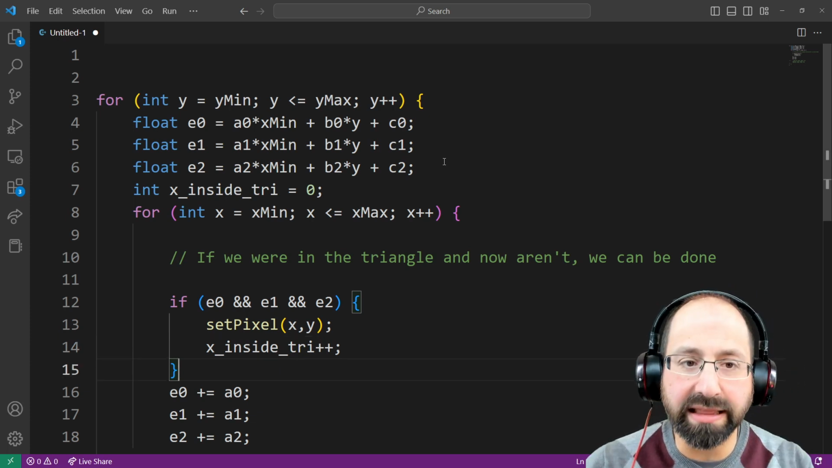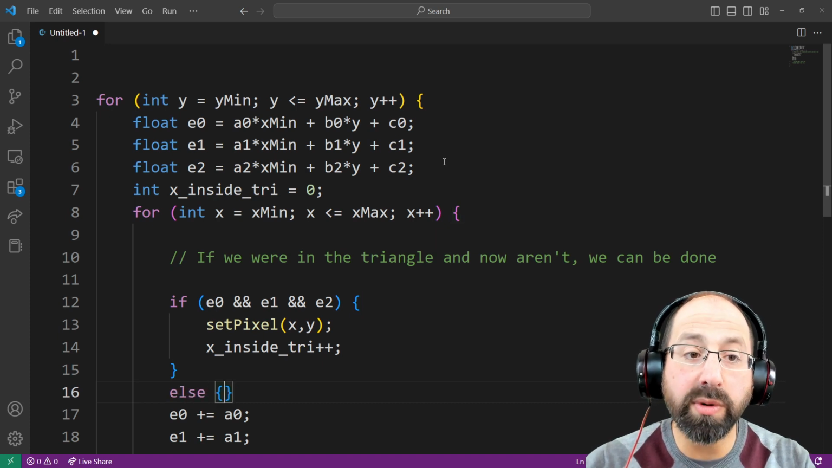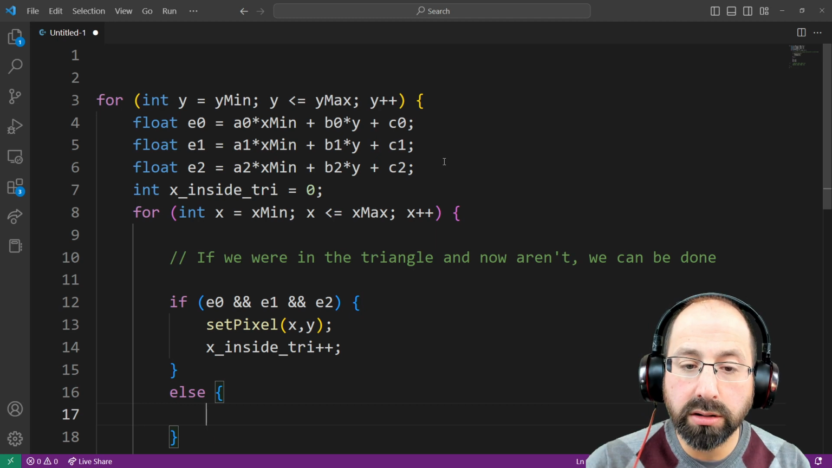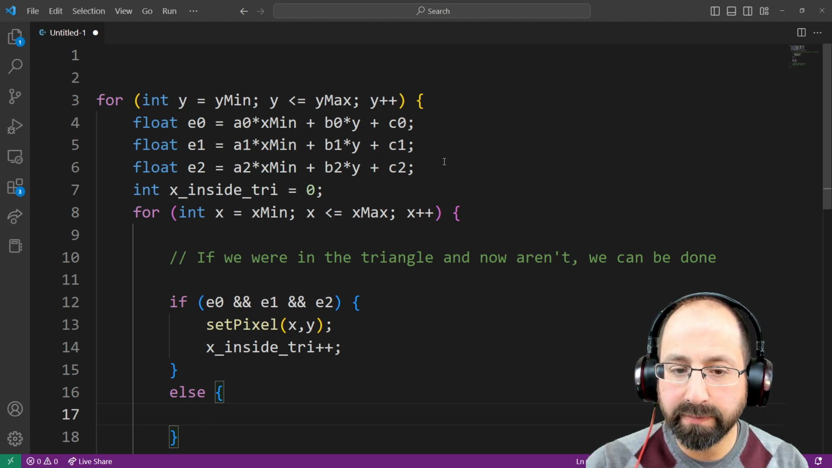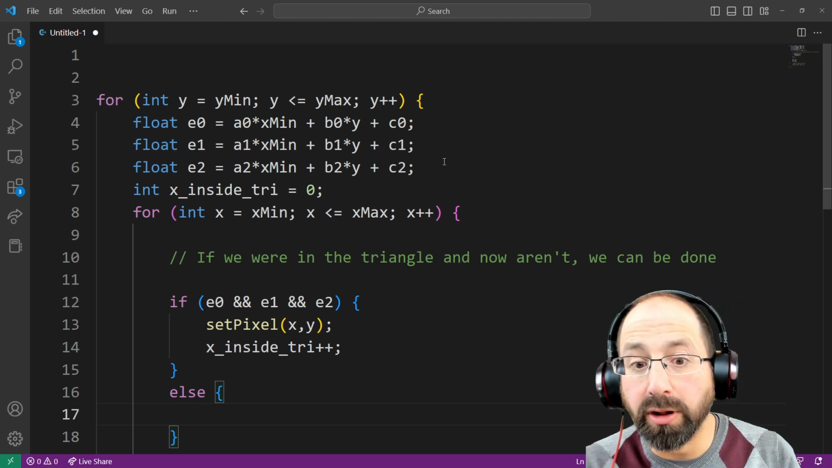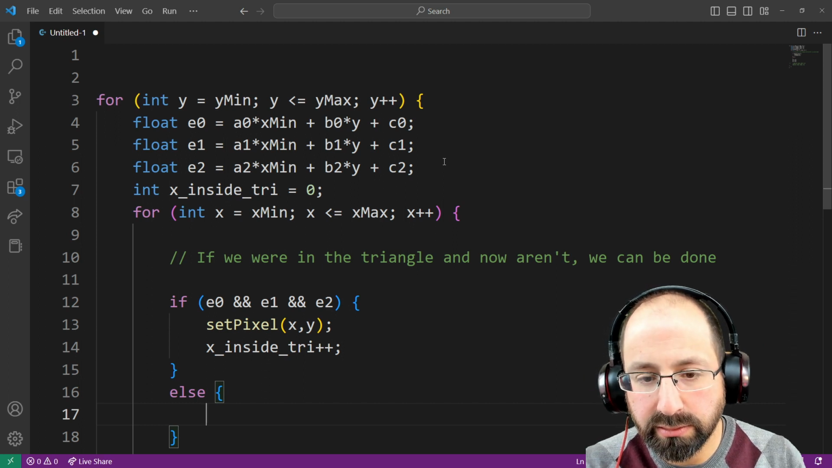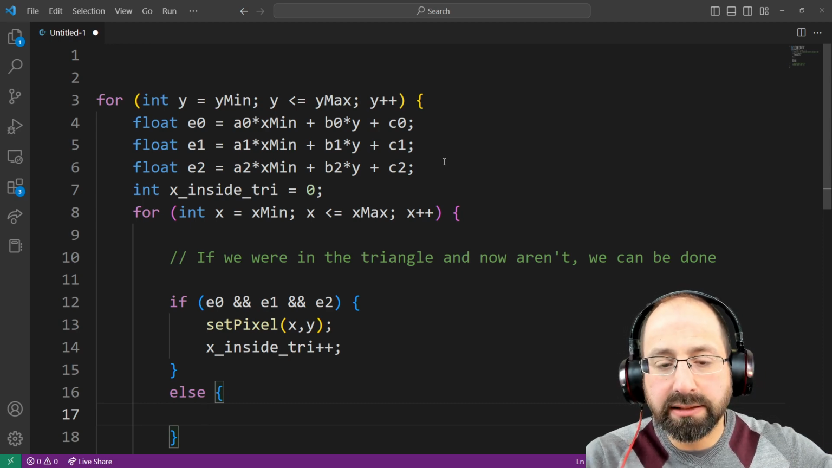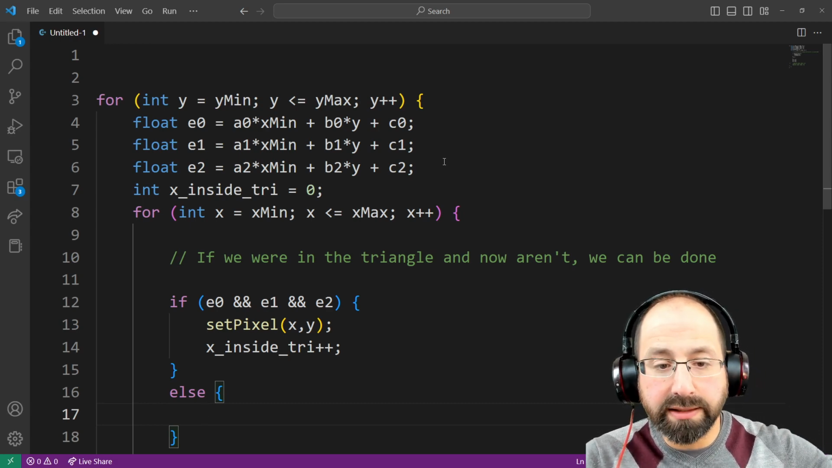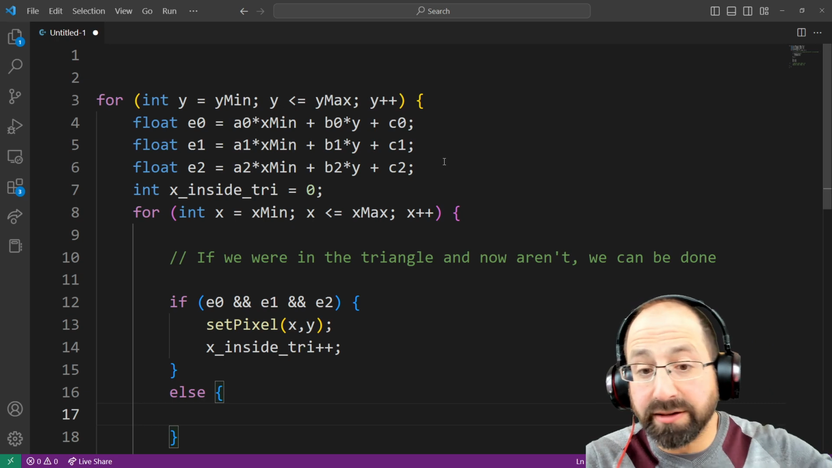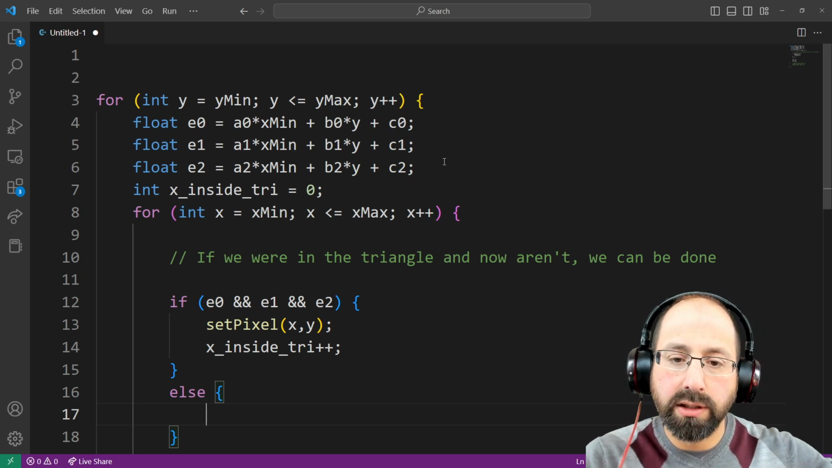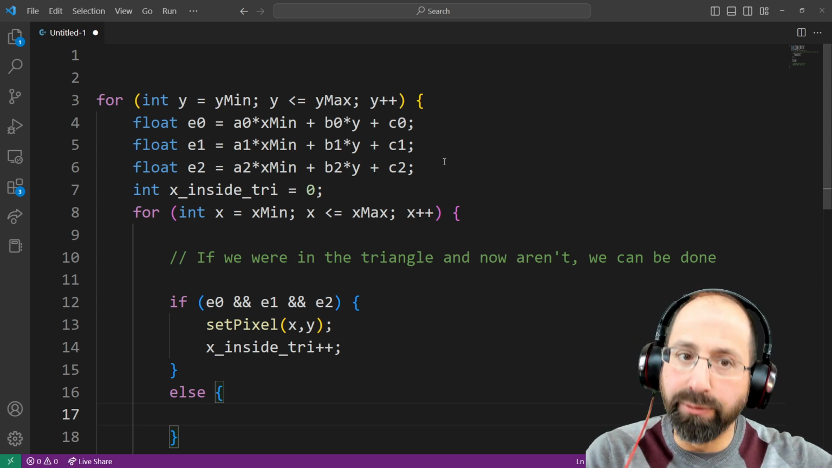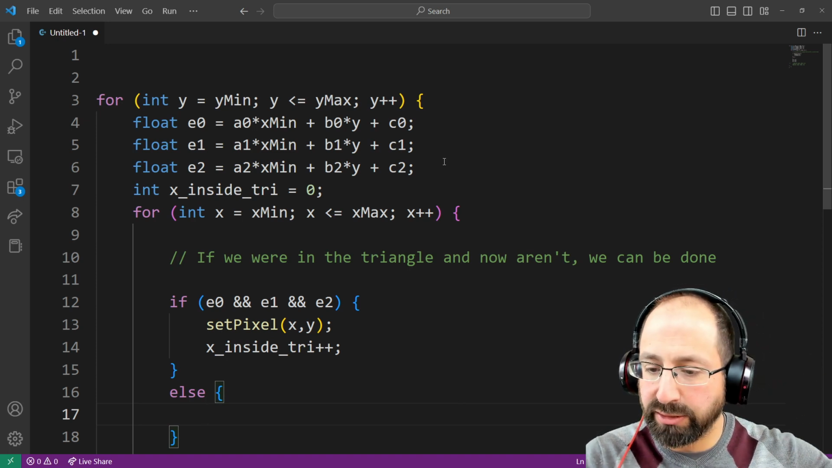Now, we weren't doing anything in the else case here, but we can now, right? Now we can say if we were inside the triangle and now we're no longer inside the triangle, we're done with that line. We were scanning points. At some point, x inside triangle was set to a positive value for that row, meaning we did get inside the triangle. So those values were true, E1 is greater than 0, E0 is greater than 0, E2 is greater than 0.